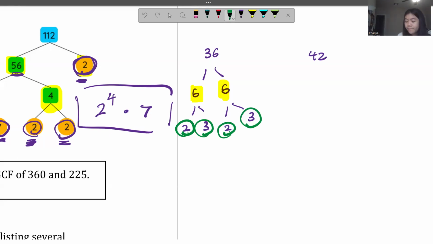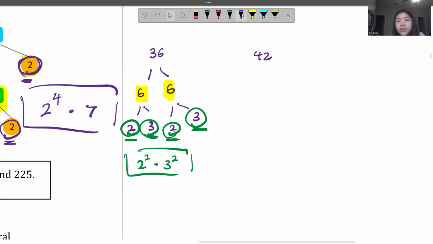Okay. So 36 is basically, you have two 2's, right? So the prime factorization would be 2 to the power of 2, because you have 2 multiplied together twice. And then you also have two 3's. So that's also 3 to the power of 2, right? And that is the prime factorization of 36. Now, if you go to 42, I'm going to make another factor tree.